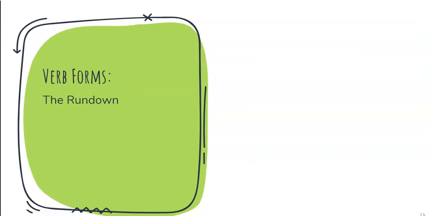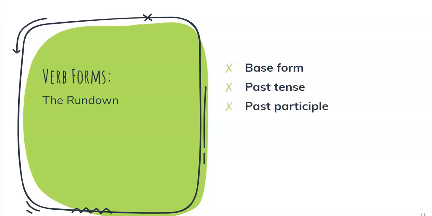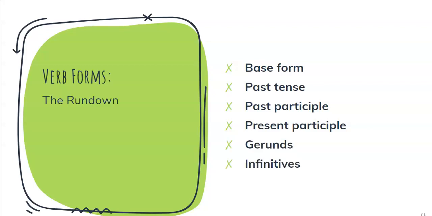But before we move on, let's do a short review on the 4 verb forms. The base form is the verb's present tense. The past tense form adds ed to the end of a regular verb. The past participle adds an auxiliary verb to the present tense verb form. The present participle adds an auxiliary verb to the ing verb form. When you use the ing verb form as a noun, that's called a gerund, and an infinitive is to plus the base verb form.